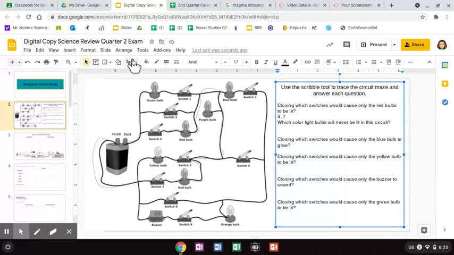All right, so again, we're using our scribble tool, so I'm going to click it. And now I'm looking for the blue light bulb. So same steps as the first question. Now I'm doing it for the blue light bulbs. So I've got a blue bulb here.